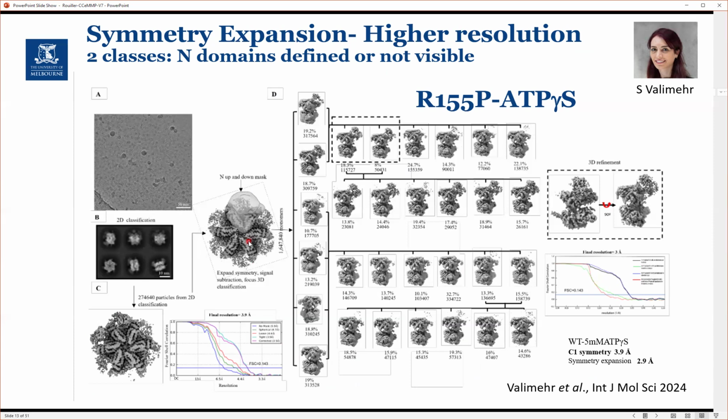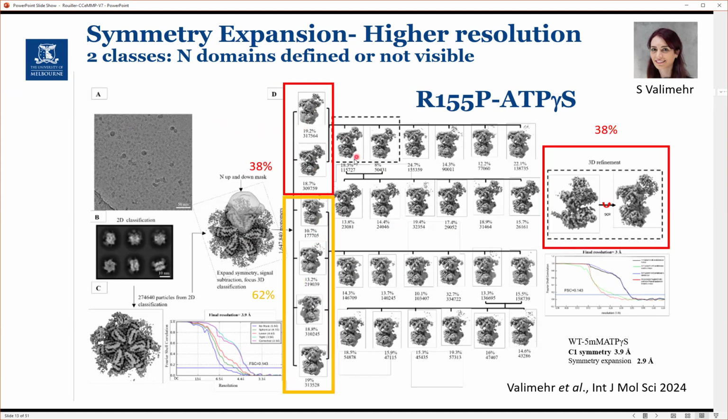So she used symmetry expansion, extensive masking, and a lot of things. But no matter what type of discrete classification she used, she could not really resolve the N domain in all the protein. So instead, what she got was classes where she could see the N domain fairly well, and then classes where the N domain was pretty much totally absent.